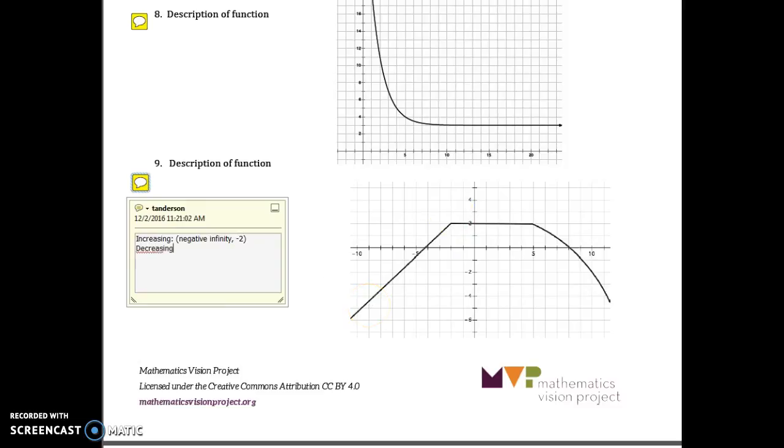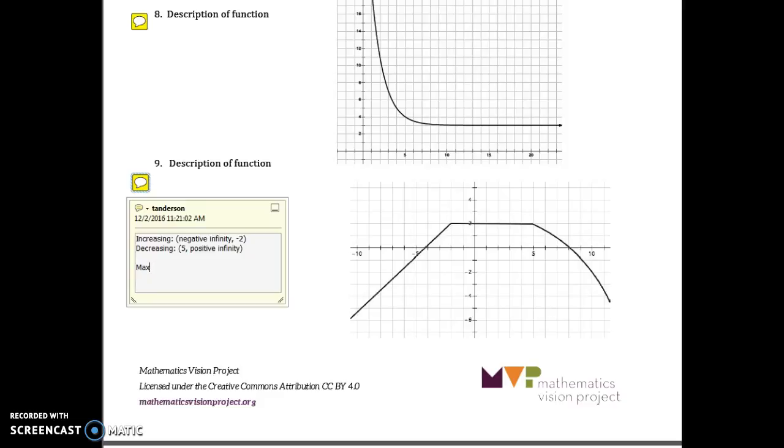Let's describe when it's decreasing. So it's going down. It starts at 5. And you notice that it's going to keep going down. We don't have an endpoint for when it will stop going down. So we're going to say it's going to go until positive infinity.